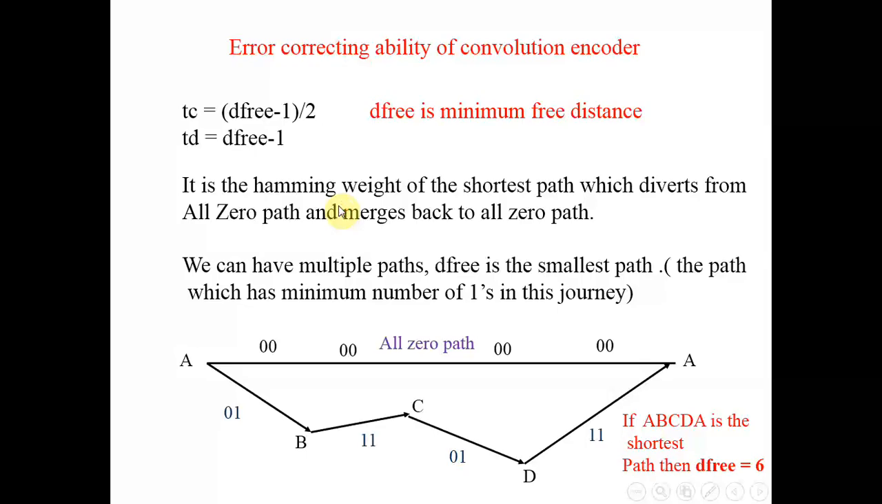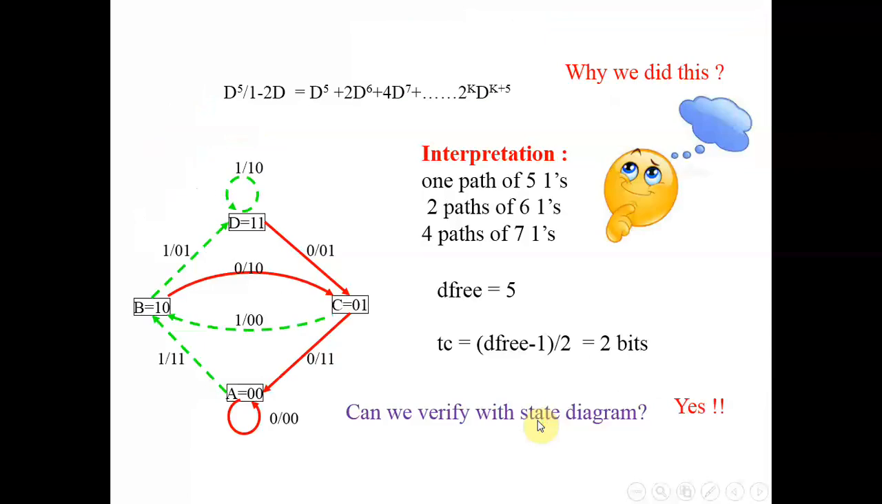We are trying to find out what? d free. What is d free? You calculate all the paths which move away from all zero path and remerge to it, and you calculate number of ones in the transition. The path which will give me the smallest number of ones is my d free. The value of number of ones is d free. So I have one path which will give me 5 ones. I have 2 paths which will give you 6 ones. You have 4 paths which will give you 7 ones. So what is the minimum number of ones? 5. So what is d free? 5. So what is error correcting ability? 2 bits. d free minus 1 by 2.